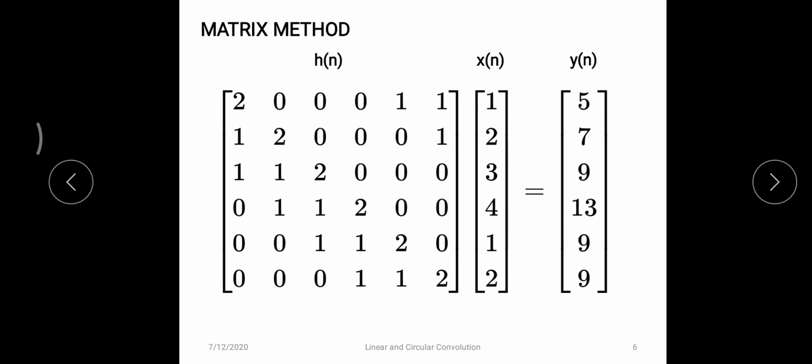Okay, this is nothing but the output of your system when the x of n and h of n are given. And this I have done with the help of the matrix method.